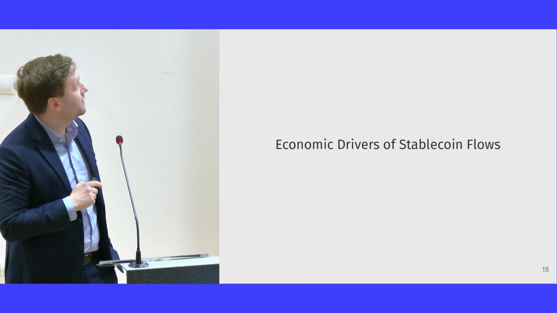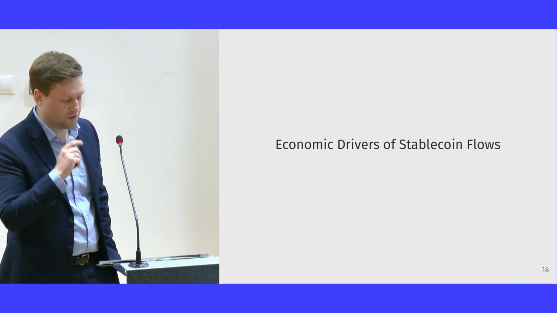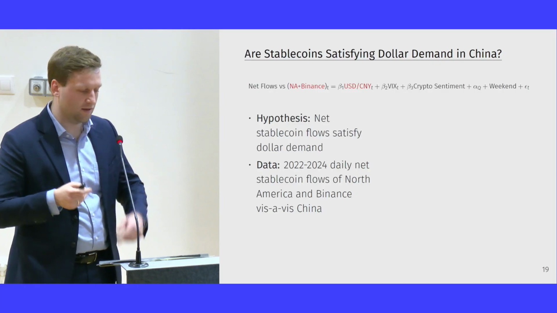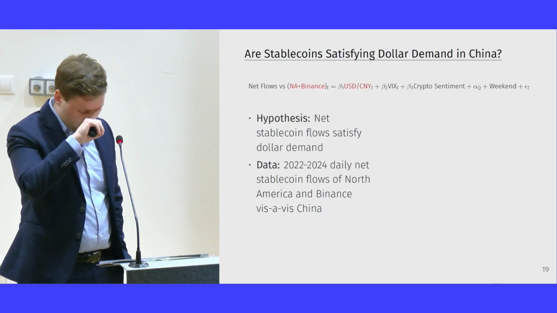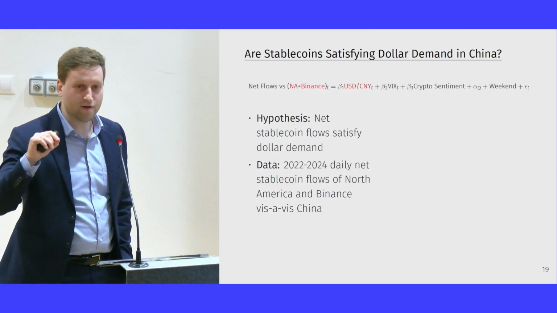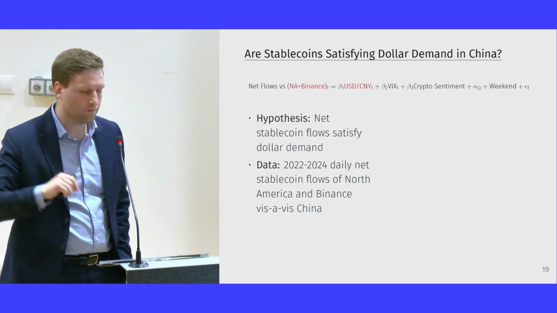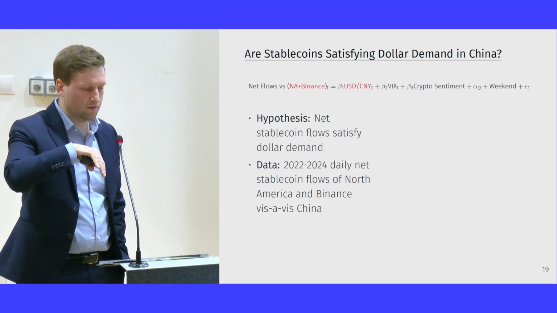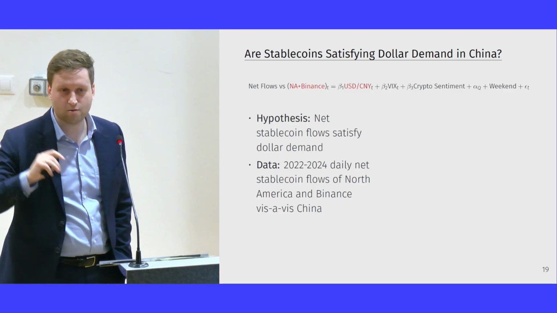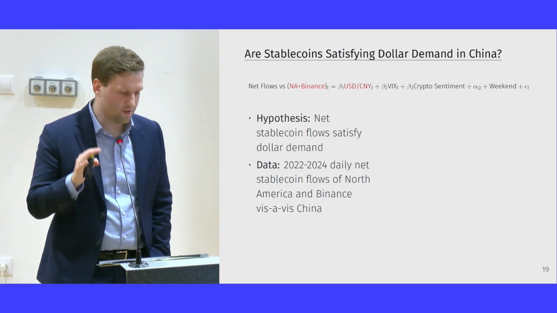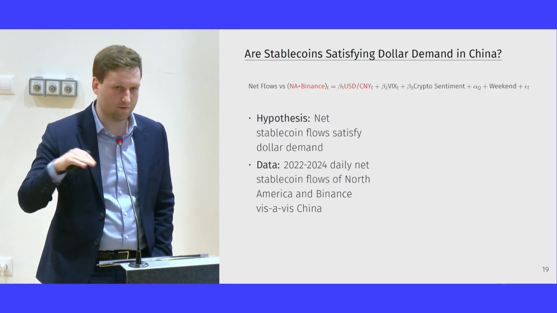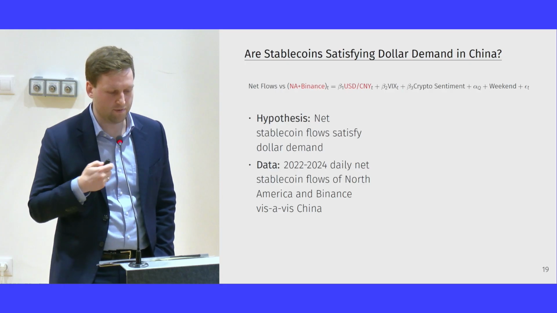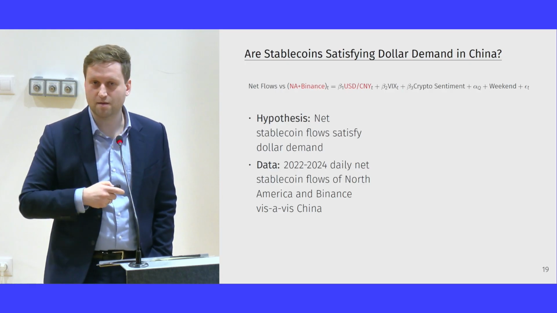Let me use the last 2 minutes to show some regressions. Not putting too much weight on them, but just trying to highlight some drivers. The first thing I should mention is I did run another model to distinguish China from the rest of Asia. And then what I run is a regression that looks at these net flows going from North America and Binance, because Binance is quite important for China, versus the exchange rate of the dollar versus the Chinese currency, to look into this hypothesis that stablecoins seem to be satisfying some of the dollar demand.